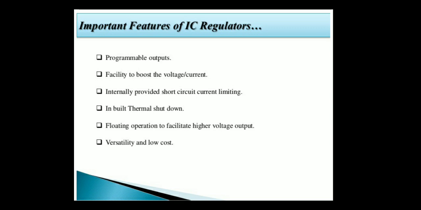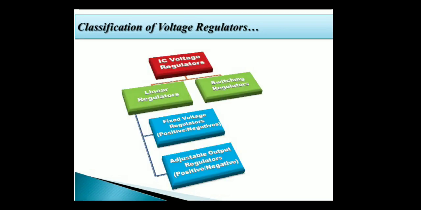Important features of IC regulators are programmable output and versatility, so they can perform many functions. Low cost, it is inbuilt with thermal shutdown, internally provided short circuit current limiting, etc. So classifications include linear regulator and switching regulator. In linear regulator, we have two types: fixed voltage regulator, which may be positive or negative, and the adjustable voltage regulator, which may also be positive or negative.